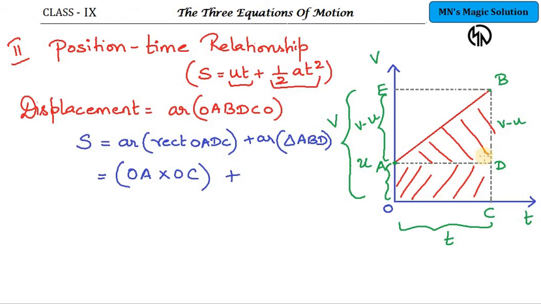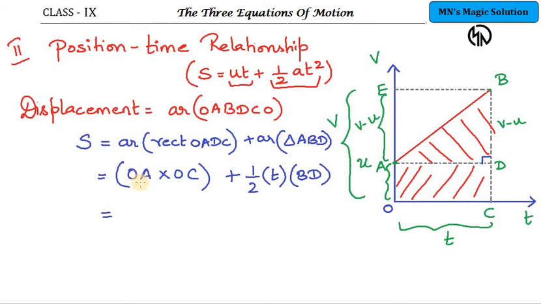ABD ன்ற triangle பாத்தீங்கன்னா it's a right angle triangle. So half into base into height formula apply பண்ணலாம். So half into base. Base ன்றது AD and AD is equal to OC. அதனால base ன்றதை இந்த time t ன்னு எடுத்துக்கிறோம். And the height of it is this BD. BD ன்றது என்னமா? It is nothing but V minus U. இல்லையா? So you can write it as V minus U here. So BD ன்றது வந்து it is V minus U.